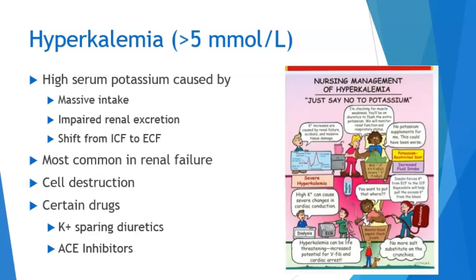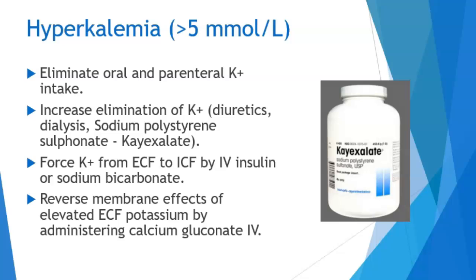And then there are some drugs that can cause a hyperkalemia, and that would be our potassium-sparing drugs and our ACE inhibitors. And you probably remember that from other classes. So what do we do about it? We first want to eliminate the oral and parenteral potassium intake. So monitoring what the patient is eating, making sure that we are monitoring their electrolytes when we have potassium chloride running. We don't want that potassium to go too high too fast. So we need to monitor their electrolytes closely.